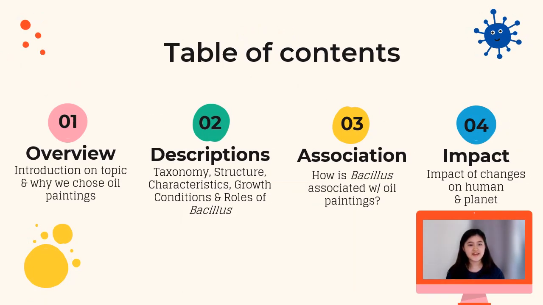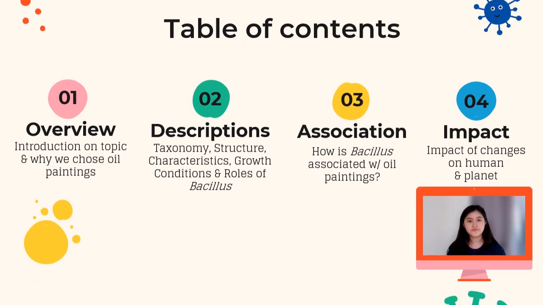So here is our content. There is a total of 4 parts. The first part is an overview of the introduction. Second, we will describe the morphology of the bacillus. Third, we will discuss how bacillus is associated with oil painting. And lastly, how can it impact our planet and us ourselves.